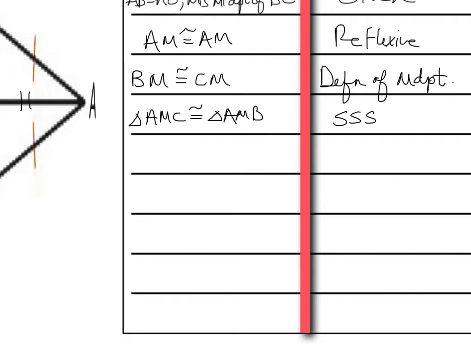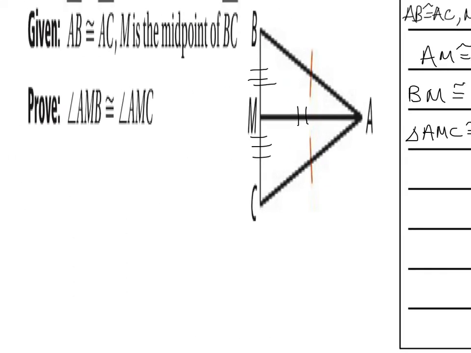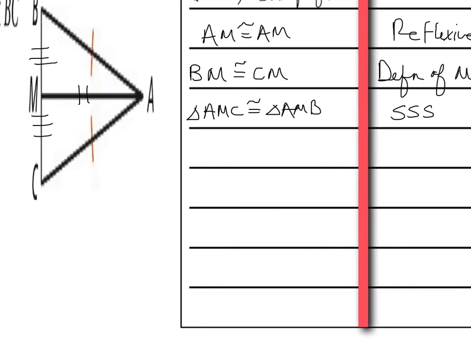And now the last part says we want to prove that these two angles are congruent to each other, AMB and AMC. Well, I can say that now, those two angles are congruent to each other. Angle AMB is congruent to angle AMC, and I've already proven the triangles are congruent, so I know that all the corresponding parts are now congruent. So this would be CPCTC: corresponding parts of congruent triangles are congruent.